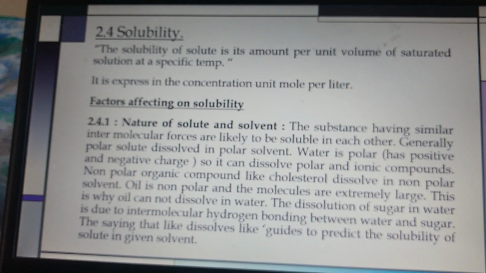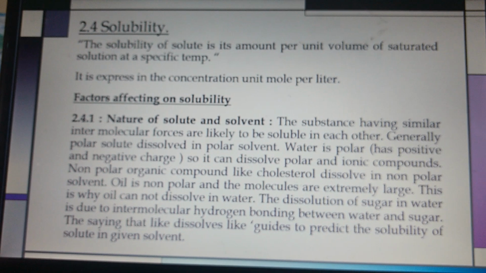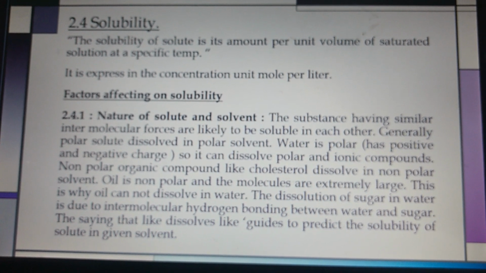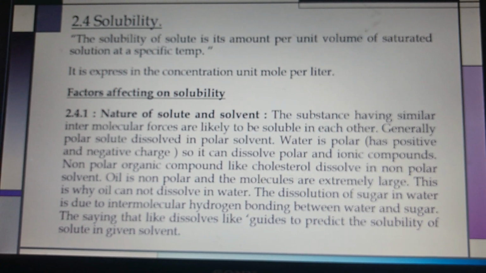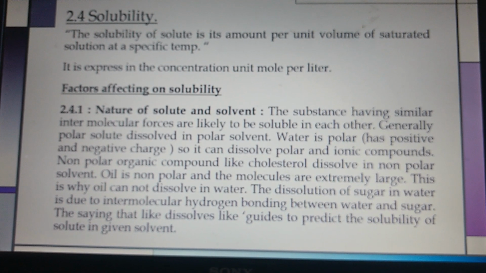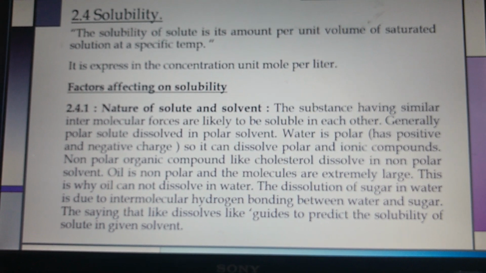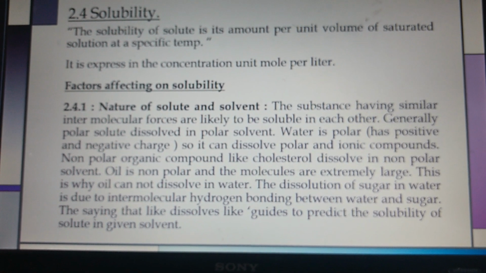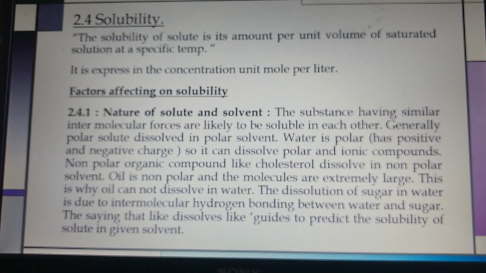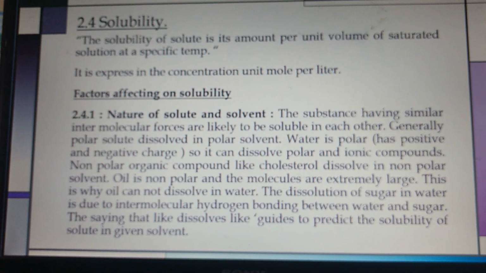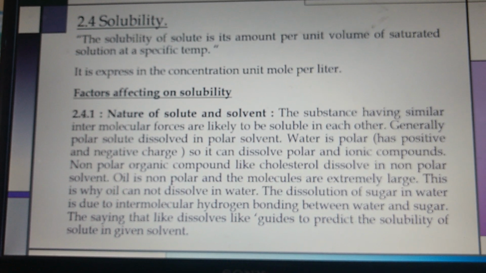Now, the solubility of the solute is its amount per unit volume of saturated solution at a specific temperature. So, all of you well know that the solubility is always expressed in the concentration unit, mole per liter. The solubility is very important because different factors affect it. So, first we start with the nature of solute and solvent.